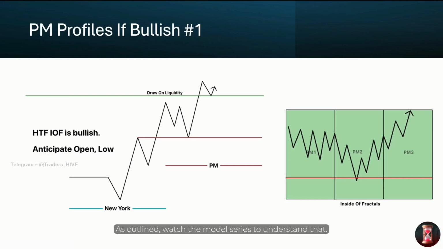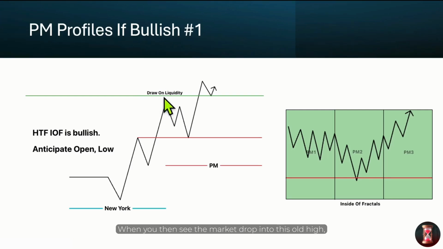As outlined, watch the model series to understand that, but there are a variety of ways that you can do so. You can utilize higher time frame draws on liquidity, such as imbalances or any other array, or you can utilize bigger time cycles, their highs, or you can utilize the advanced price ranges. There are a lot of ways to come to the conclusion of what the draw on liquidity is. But you need to see the market stop in advance of that draw on liquidity.